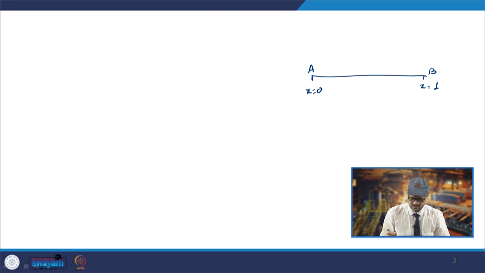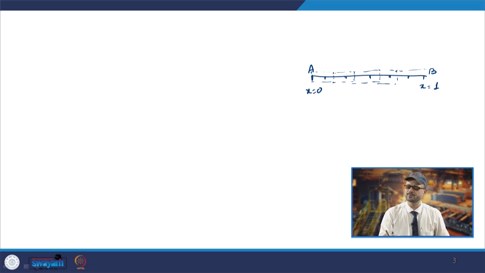Now, you have 5 points: 1, 2, 3, 4 and 5. So, you will have 5 control volumes formed like this. The control volumes are formed so that the boundary is matching with the outer boundaries. That is how you form these control volumes, and so we get these 5 control volumes.